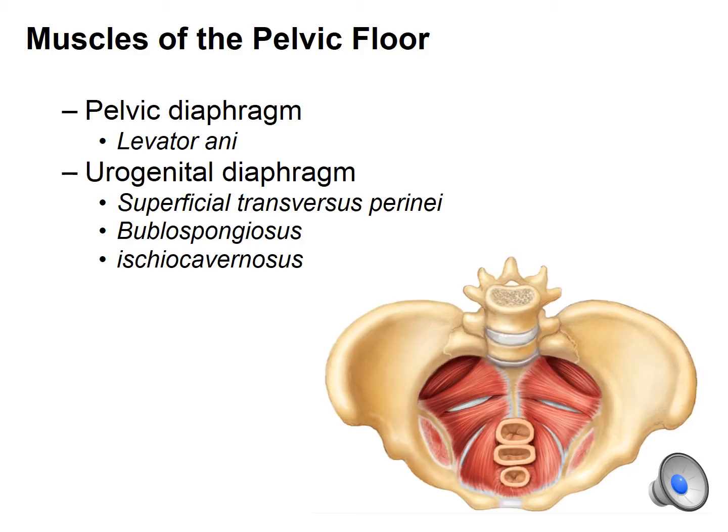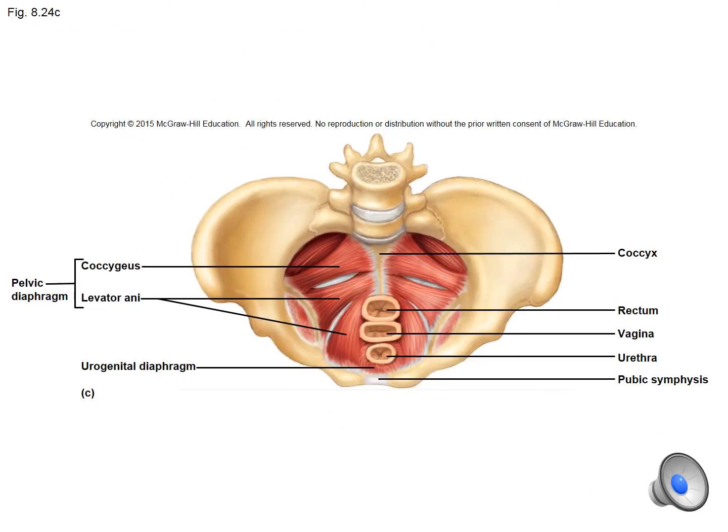We call these layers of muscles diaphragms because they are covering over that whole hole. So there's the pelvic diaphragm and the urogenital diaphragm. The pelvic diaphragm is made up of the levator ani muscle, and then the urogenital diaphragm is made up of your superficial transversus perinei muscle, your bulbospongiosus, and your ischiocavernosus. And here are those muscles labeled. We're not going to focus on these muscles too much right now because you will come across these again when you study the reproductive system.